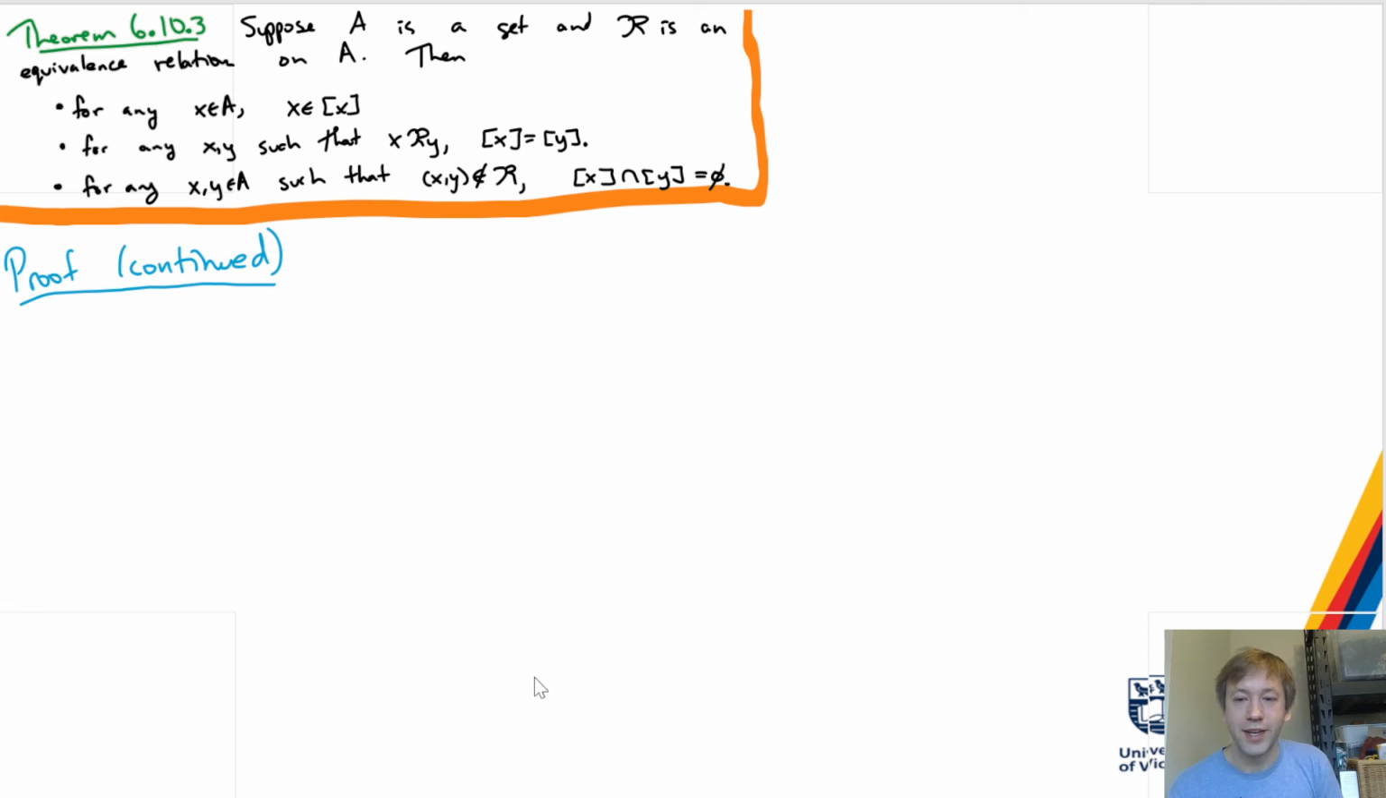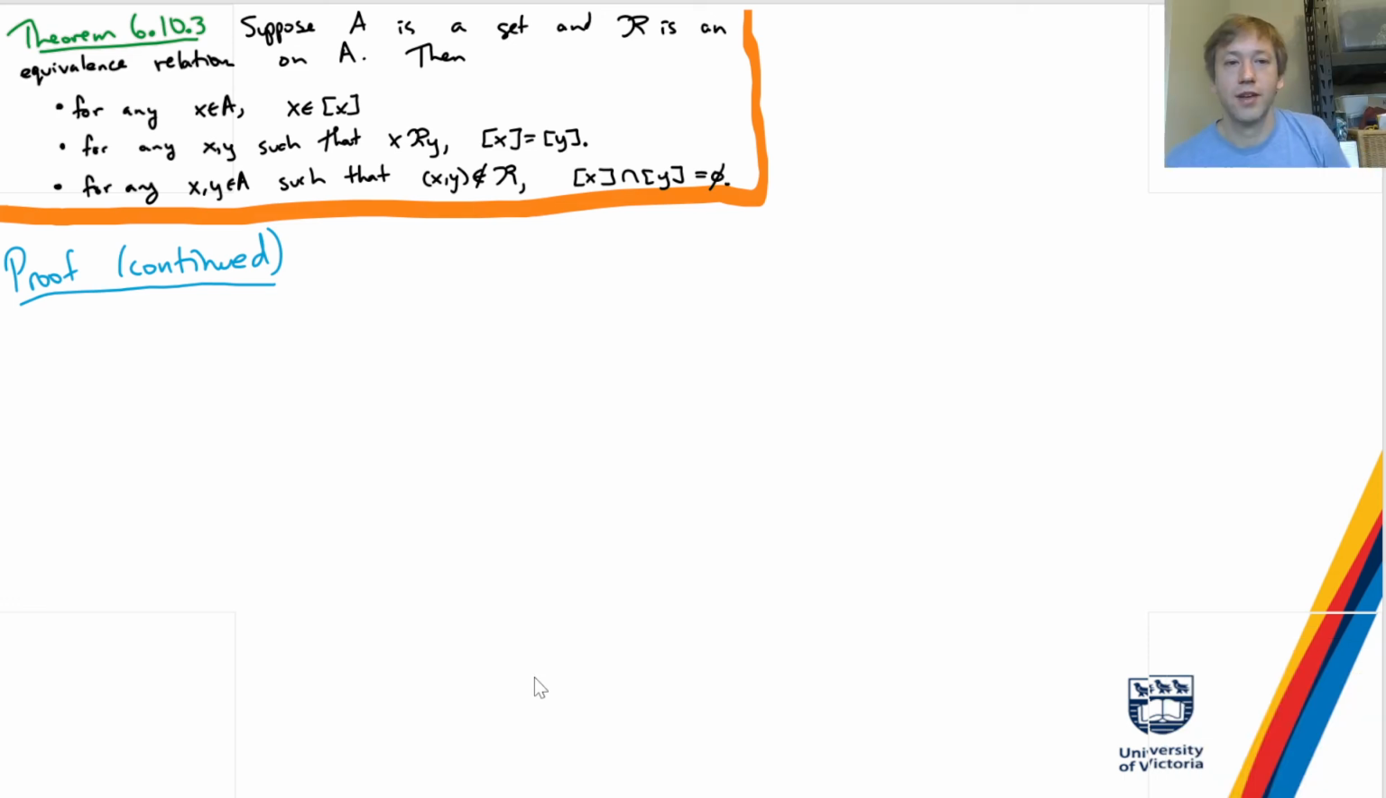Okay, so we're not quite done here. We need to prove the third bullet point. So suppose that x is not related to y, and let's prove that their equivalence classes have empty intersection. In other words, this is saying that they're disjoint. Let's actually do the contrapositive. So for the third bullet point, we're going to use the contrapositive.